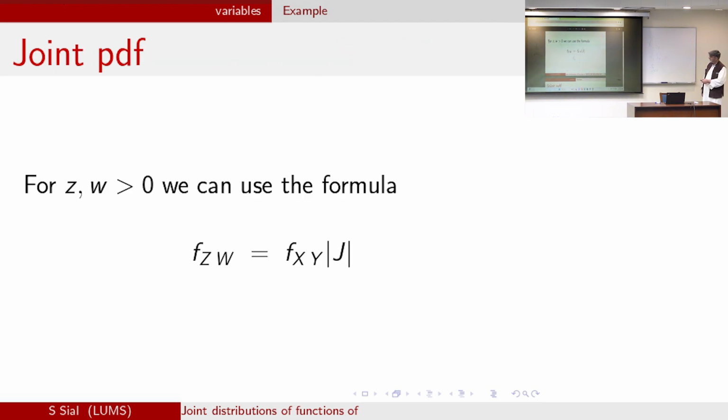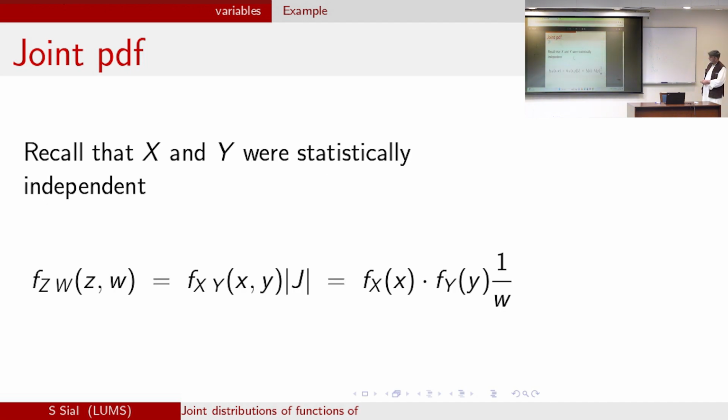Now, what's the joint PDF? The joint PDF for z and w is given by the joint for x and y, but you're going to replace x in terms of z and w, you're going to replace y in terms of z and w, times the absolute value of the Jacobian. Now, we were told that x and y were independent. So when x and y are statistically independent, the joint PDF is just the product of the marginal PDFs. So we replace the joint PDF by the marginal PDFs.